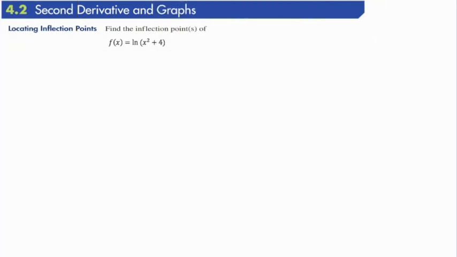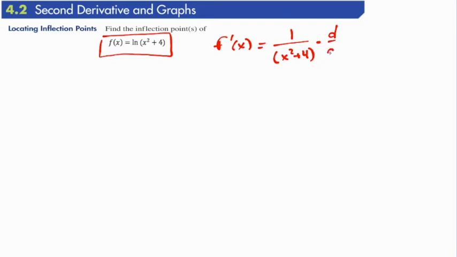So here's another example. Find the inflection points for f of x equals natural log of x squared plus 4. We will begin by finding the first derivative. So the derivative of natural log is 1 over the argument inside the natural log times the derivative of what's inside the natural log, so dx of x squared plus 4. And that's the chain rule that we're illustrating here. So f prime of x, we have an x squared plus 4 in the denominator and a 2x in the numerator.